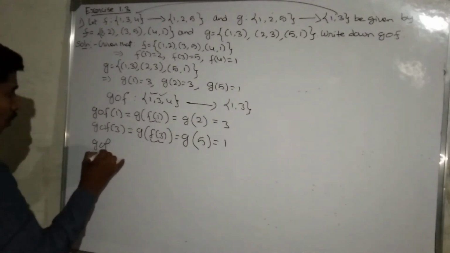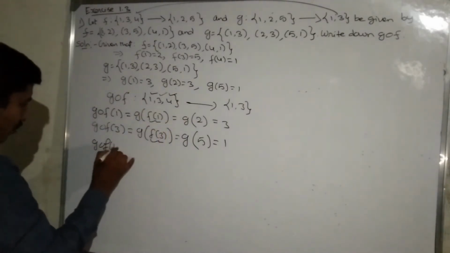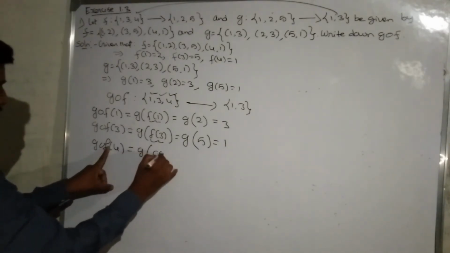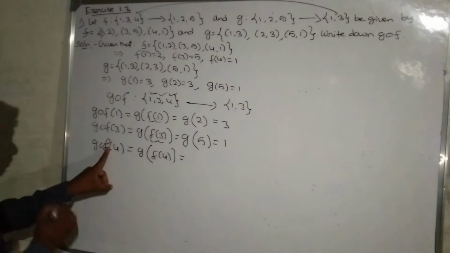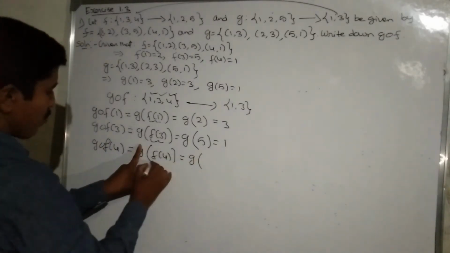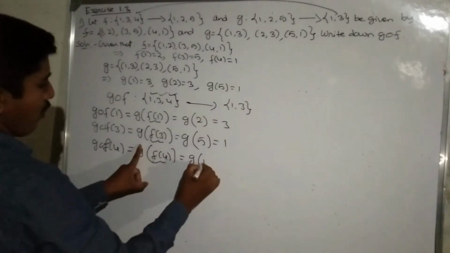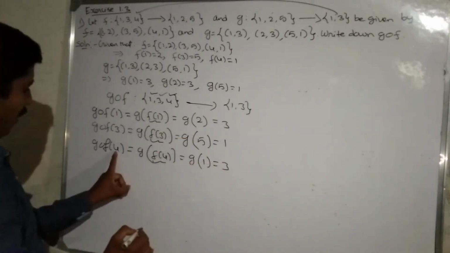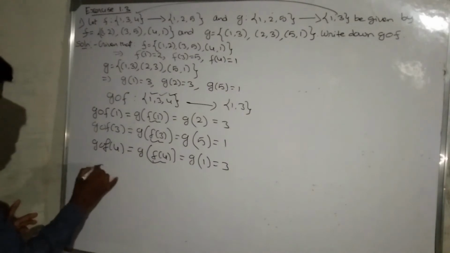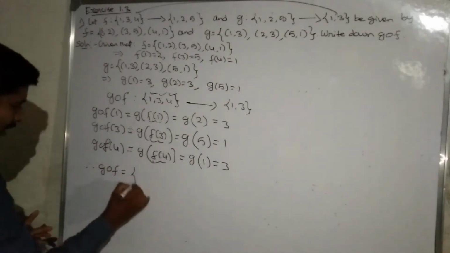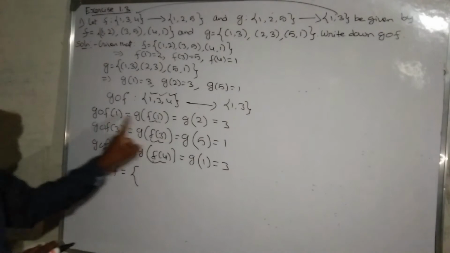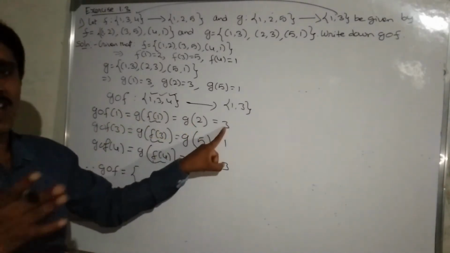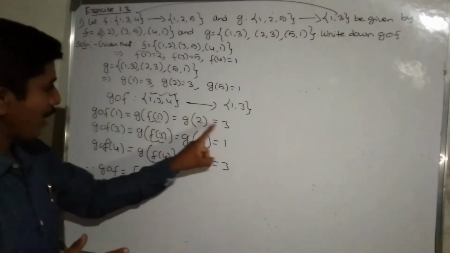Next, gof of third element, 4. G of f of 4. G of, substitute f of 4 value. Here we have f of 4 equal to 1. G of 1 equal to 3. Pre-image, image element. Now gof can be written like this. Domain element, range element, meaning pre-image element belongs to domain, image element belongs to range. Here we can write (1, 3).